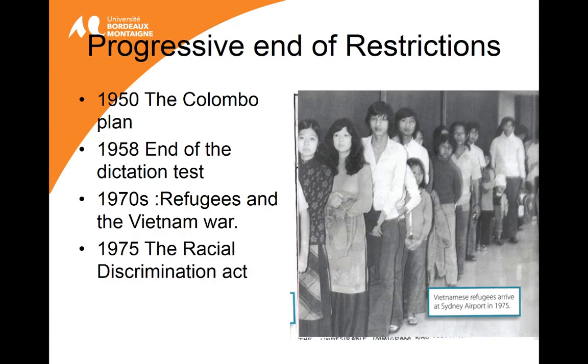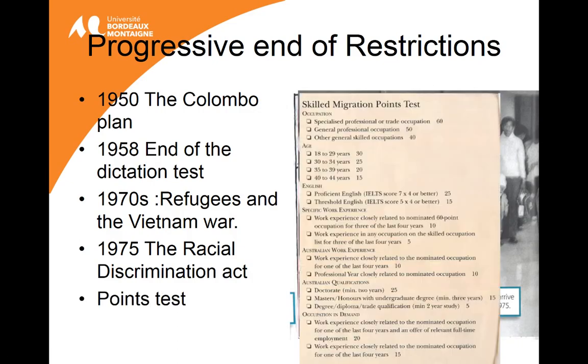Then in 1973, the White Australia policy officially ended, with the federal government vowing not to use race as a factor in selecting migrants. This was reflected in the 1975 Racial Discrimination Act, which made it illegal to use race as the basis for any official purpose. So the dictation test was replaced by a points-based system.